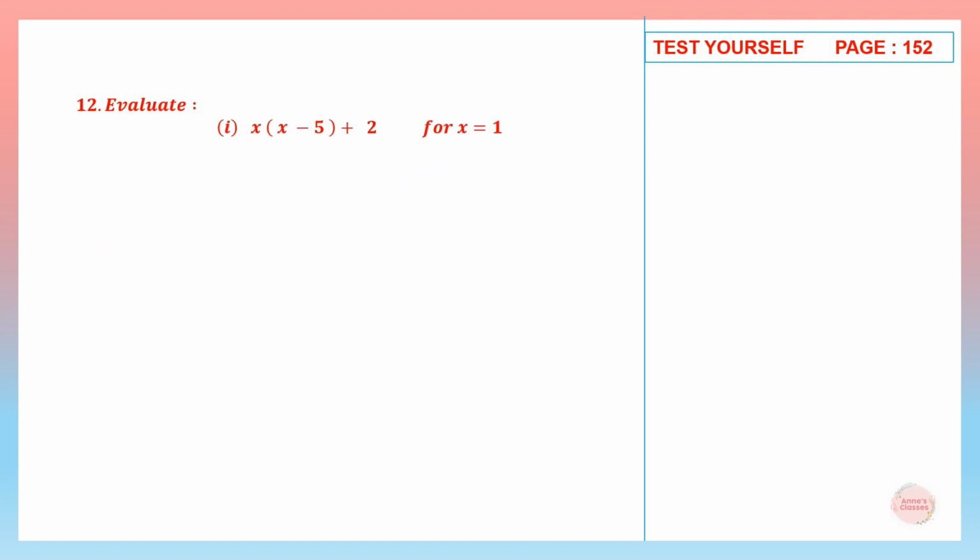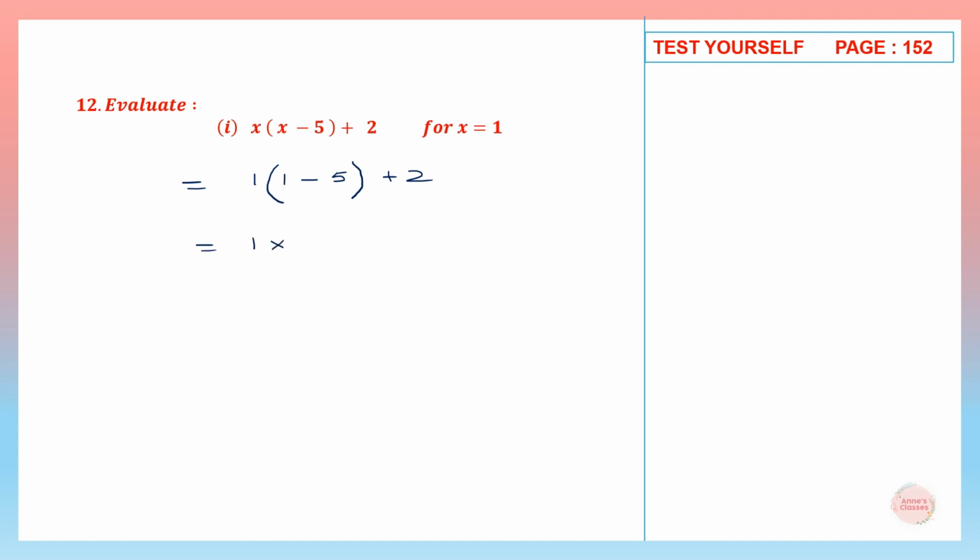Question 12. A similar question where we have x into x minus 5 plus 2 for x is equal to 1. So normally this multiplication, how do we do? x into x minus 5 and then we continue, isn't it? That's how we do. Instead of doing the long way, straight away let's substitute x with 1. So here instead of x I'm going to write 1 into, in brackets again I have 1 minus 5 plus 2. So this will be 1 into 1 minus 5.